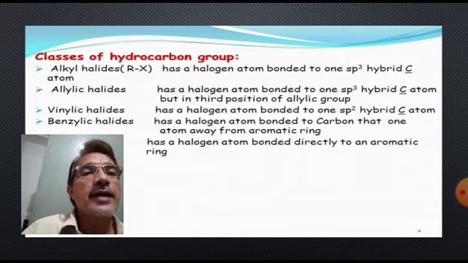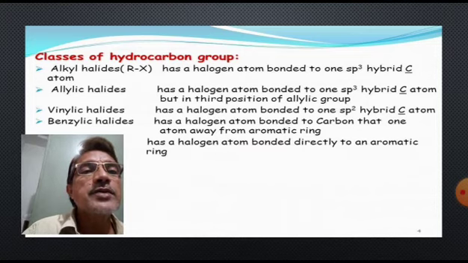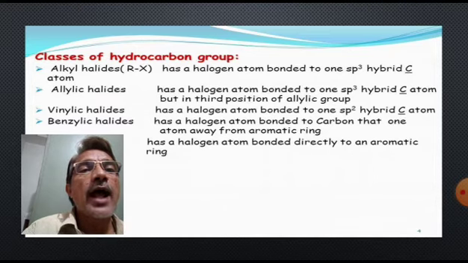Next, allylic halides. In all allylic halides, the halogen atom is bonded to one sp3 hybridized carbon atom, but in the third position of the allylic group. Similarity is there in alkyl halides and allylic halides. In both, the halogen atom is bonded to one sp3 hybridized carbon atom, but the difference is that in allylic halides, the halogen atom is bonded in the third position of the allylic group.